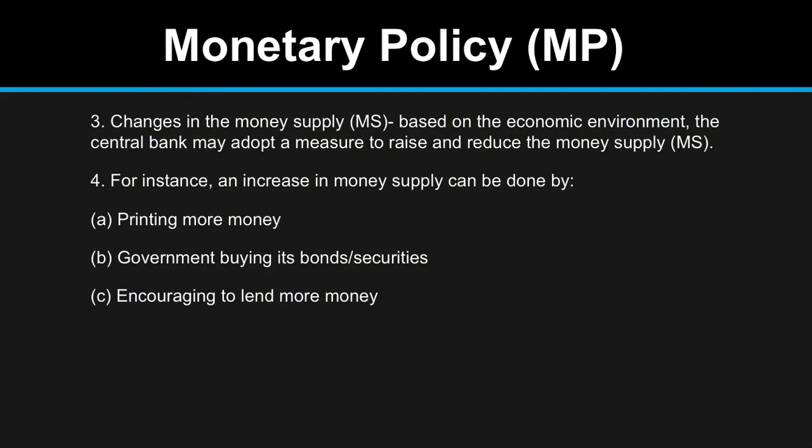So for instance, in order to increase the money supply, the central bank may print more money, or the government may buy back its bonds and securities from the private sector, or the central bank can encourage banks to lend more money by instructing all the commercial banks.